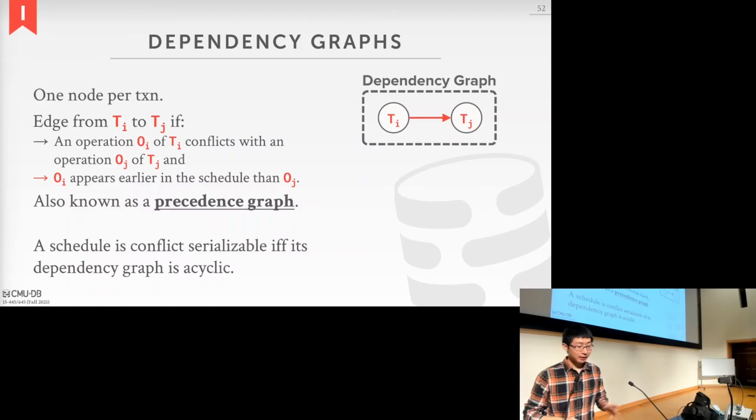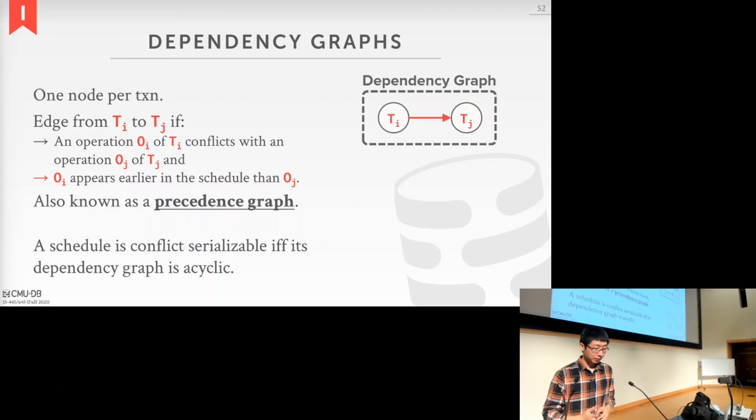So what we do here is that for every transaction in the transaction schedule, we define a node in this dependency graph, right? And we define an edge. It's actually a directed edge, right? We define an edge from transaction Ti to transaction Tj if there's an operation Oi of transaction Ti that conflicts with another operation Oj of transaction Tj. Furthermore, the operation Oi on transaction Ti needs to happen earlier than the operation Oj on transaction Tj, right? Then there will be a directed edge from transaction Ti to Tj in the dependency graph, right? And in some textbooks, it is also called a precedence graph.